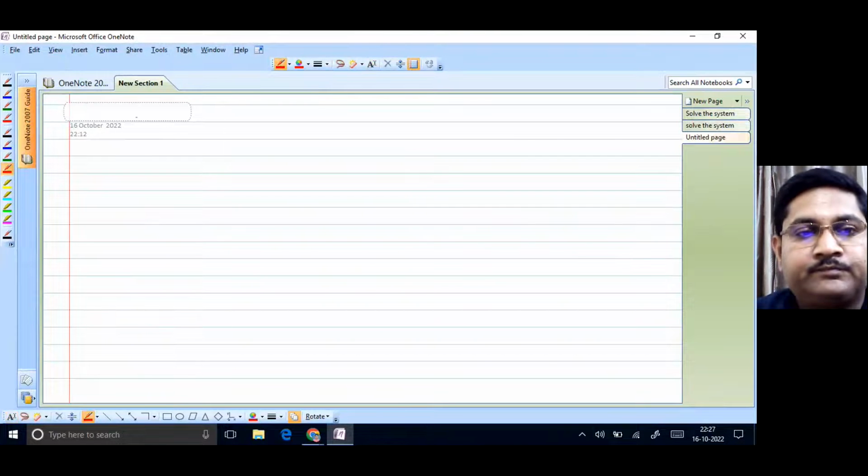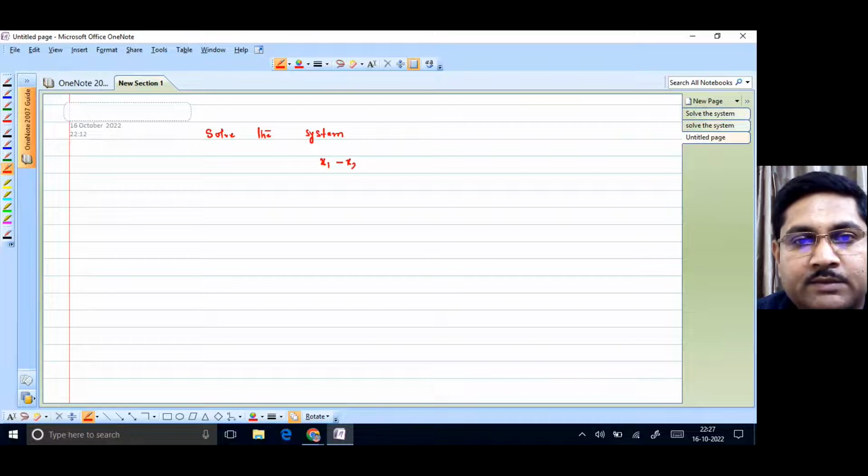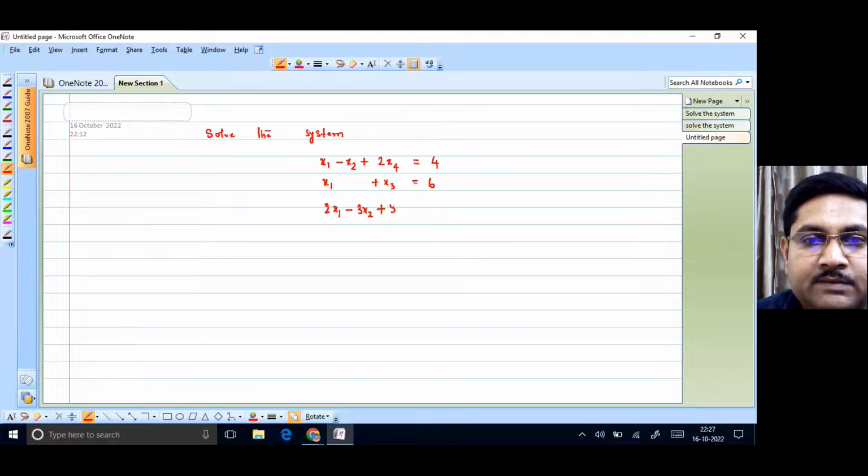See, my question is, solve the system. Here I have the following equations: x1 minus x2 plus 2x3 equal to 4. Second equation, x1 plus x3 is equal to 6. Third equation, 2x1 minus 3x2 plus 5x3 equal to 4. And last equation, 3x1 plus 2x2 minus x3 equal to 1.